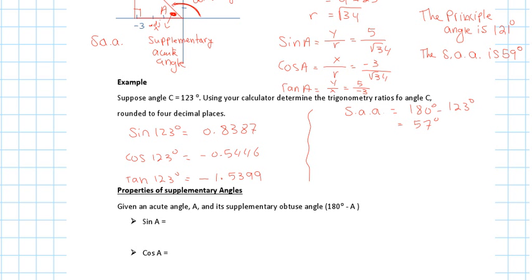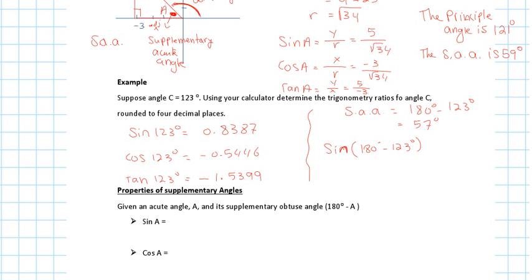Now, what if I'm going to do sine? I want to do sine 57, but instead of writing 57, I'm just going to write 180 minus 123. Because my plan is to show you something. Are you guys okay with this?